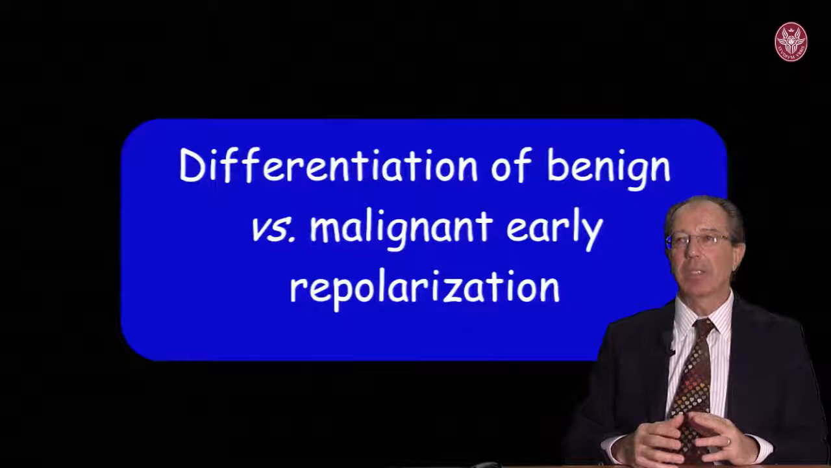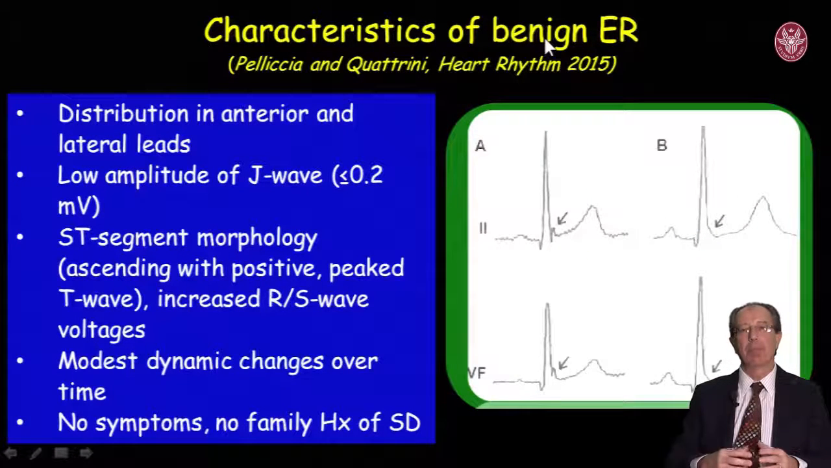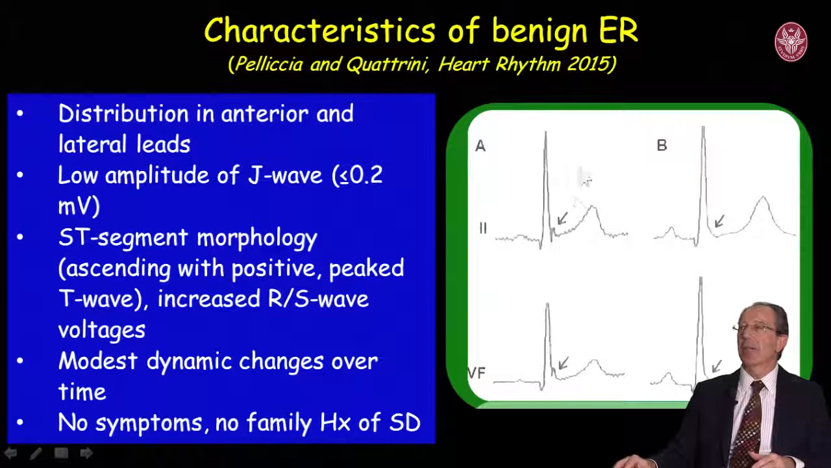And from this experience, we now can try to derive some useful criteria for differentiating J-wave in athletes, which has a benign significance, from J-wave in patients with primary ventricular fibrillation, which has obviously a different clinical meaning. In athletes, the benign early repolarization is usually diffuse, distributed in anterior and lateral leads. They have a relatively low amplitude, usually a couple of millimeters or 0.2 millivolts, as you can see here. One of the most typical features is the ST segment, which is always ascending with a positive and a peaked T wave, and also associated with low heart rate and increased SR wave voltages.